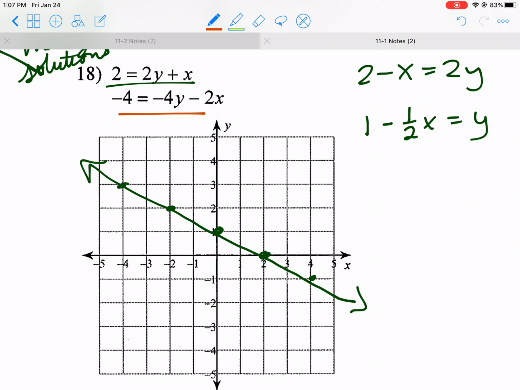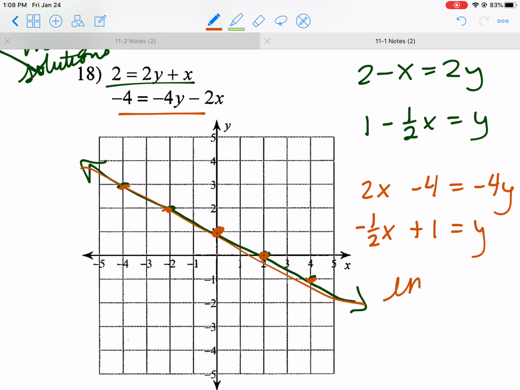So let's see, I'll add 2x to both sides. So that will look like 2x minus 4 equals negative 4y. And then let's divide every single term by 4. That would be negative 1/2 x plus 1 equals y. Well, there's the situation we were just talking about, isn't it? There's our y-intercept. If I go down 1 and right 2, look at this. We have an identical line. So this one fits the infinitely many solutions scenario.